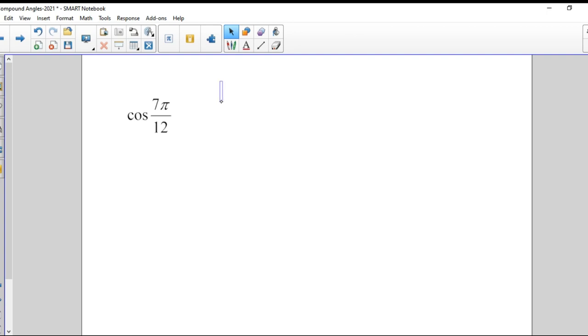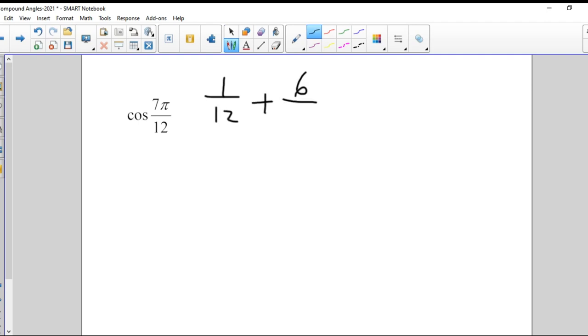So I could try doing 1 over 12 plus 6 over 12. That's one way to do it. When I'm looking at 1 over 12, 1 pi over 12 is not a special angle. 6 over 12 is. That's a special angle, but this is not going to work because I'm not going to be able to get a special angle out of 1 over 12.